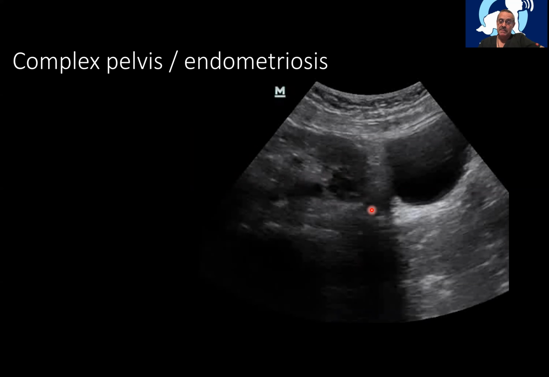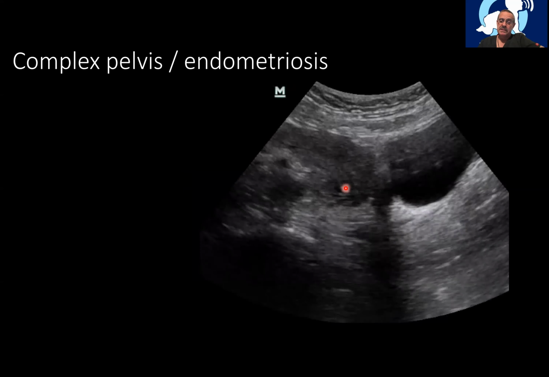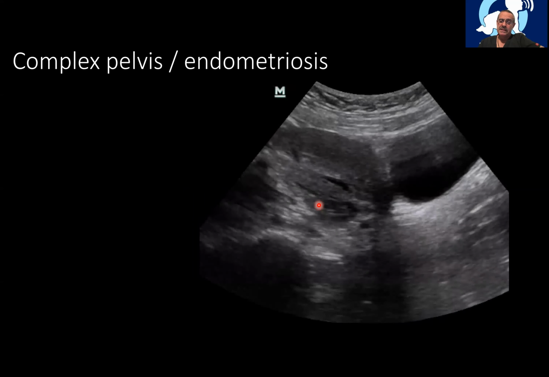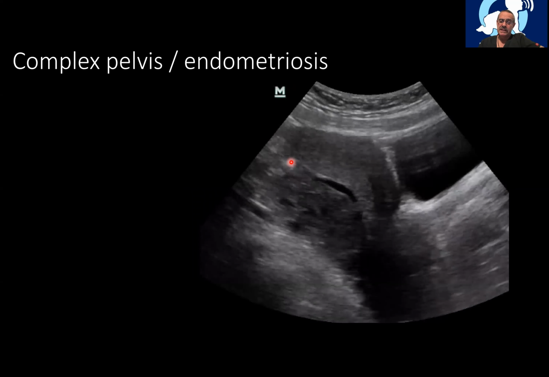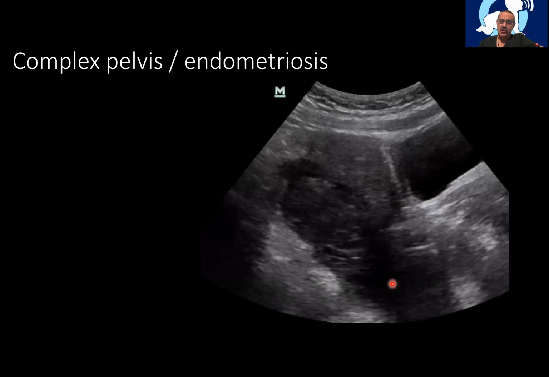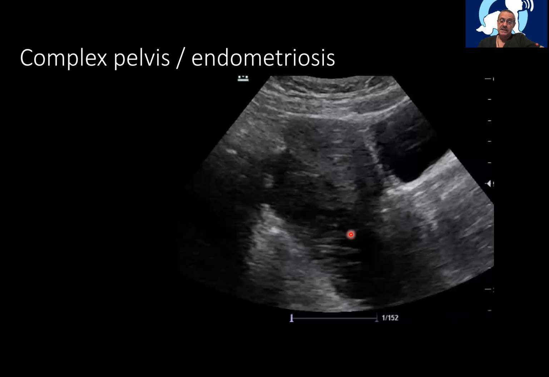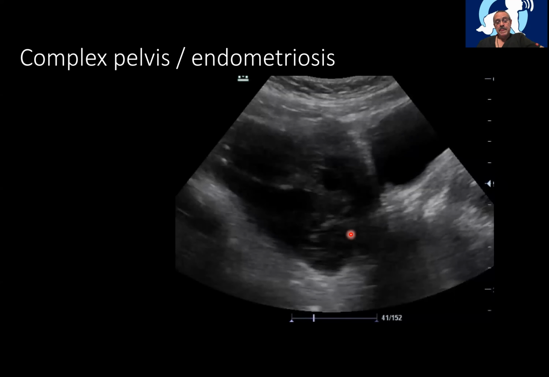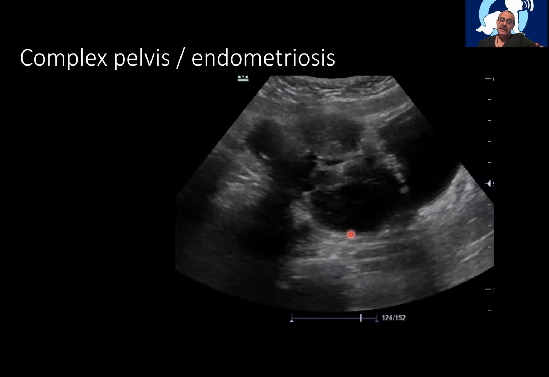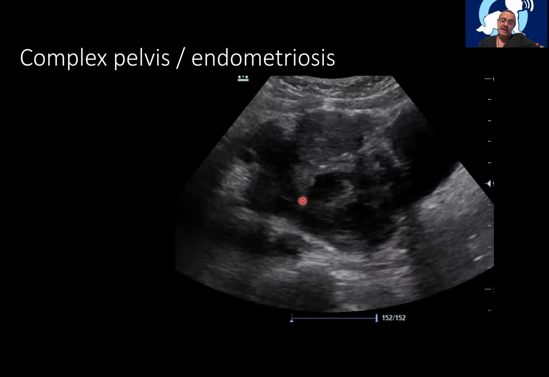More of a complex pelvis. Bladder, complex adnexa, or behind the uterus. This is the uterus. This is a big, complex thing which involves the ovary and who knows what else by the side of the uterus and behind the uterus. That's endometriosis. See that? It goes all the way from one side to the other. Again.